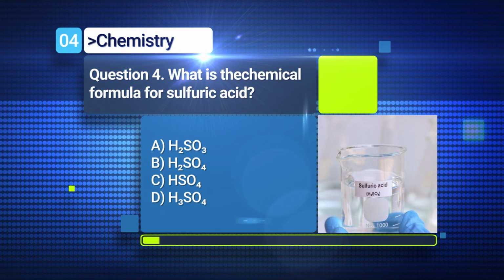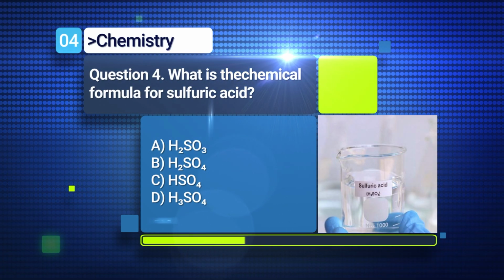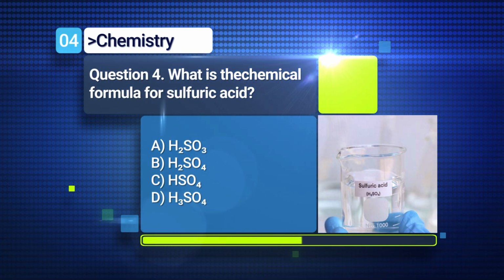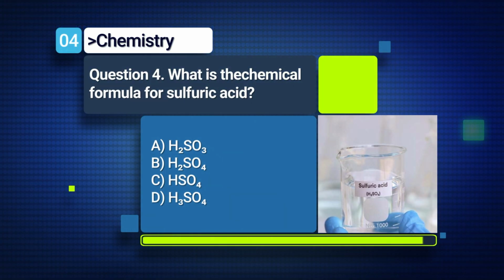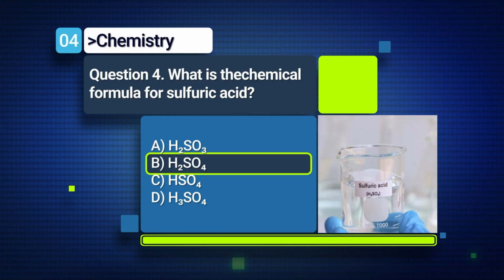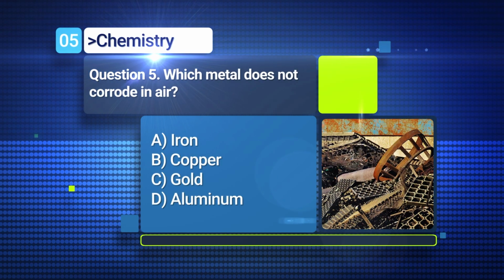Question 4. What is the chemical formula for sulfuric acid? A. H2SO3. B. H2SO4. C. HSO4. D. H3SO4. Answer: B. H2SO4.